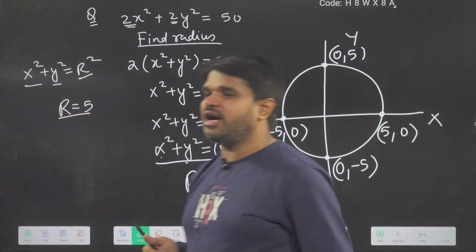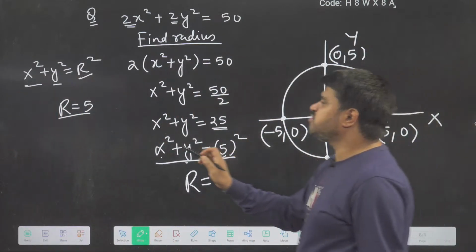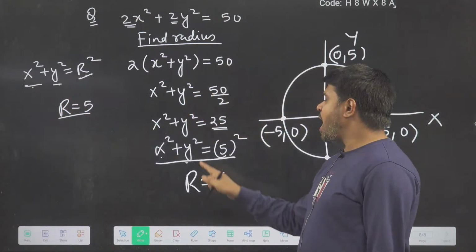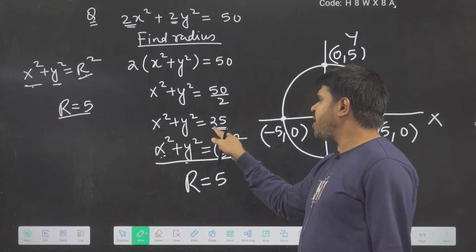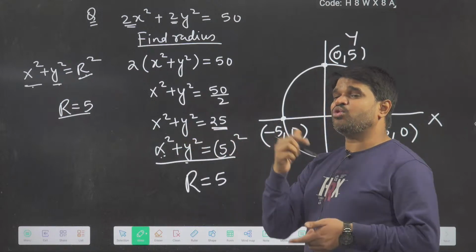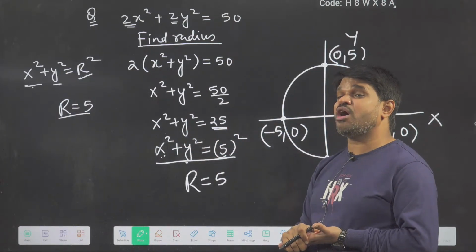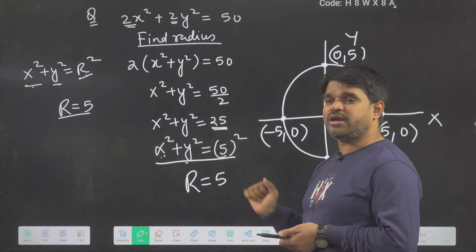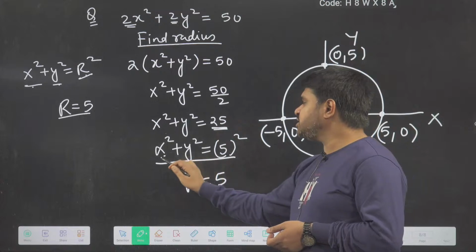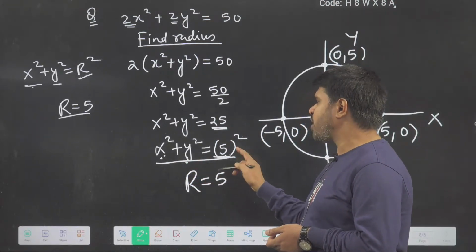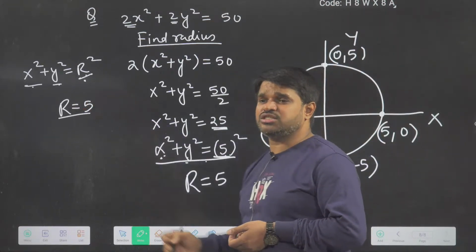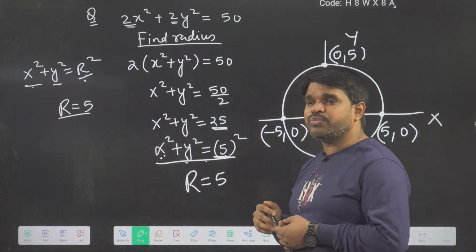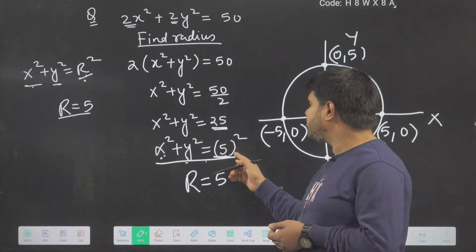How is r 5? See, what is my equation? x square plus y square equals r square. I got x square plus y square equals 25. I have to write 25 as the square of something. 25 is whose square? 5 square. So x square plus y square equals 5 square. Compare this equation with this. What is coming in the place of r? 5.